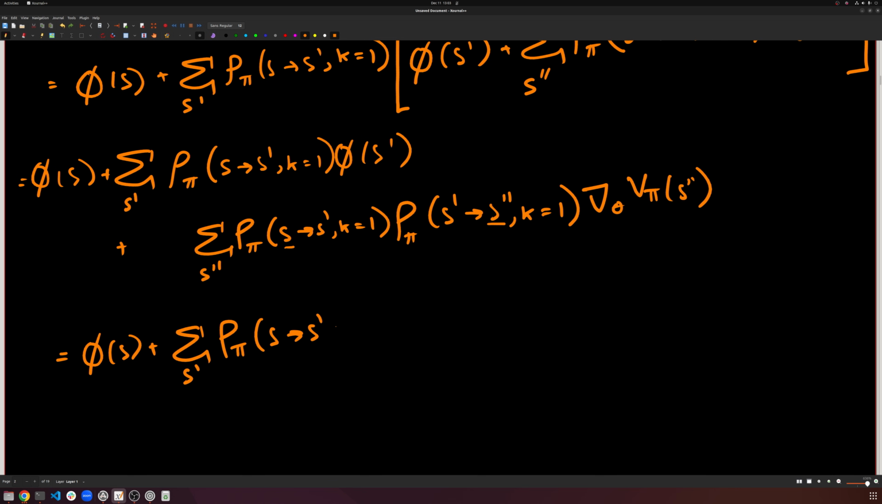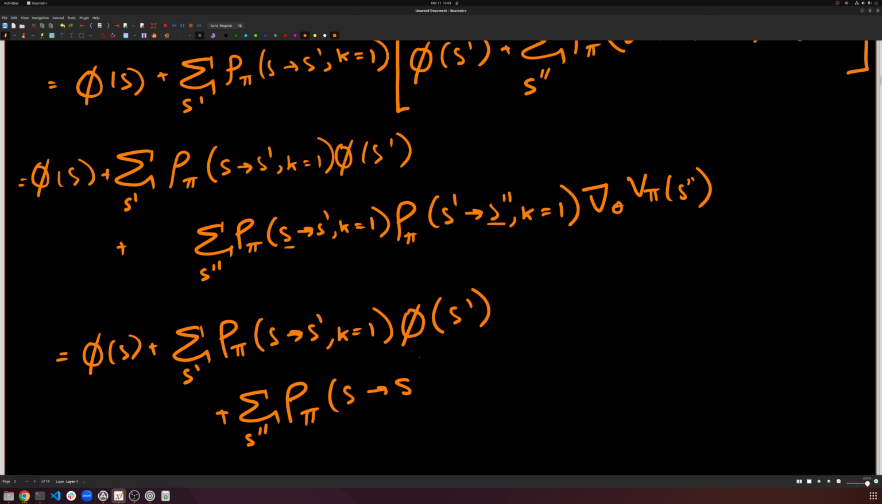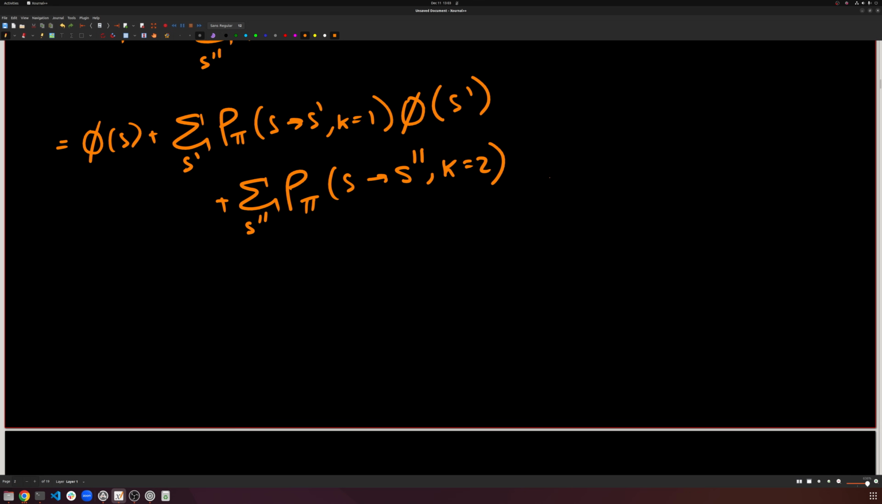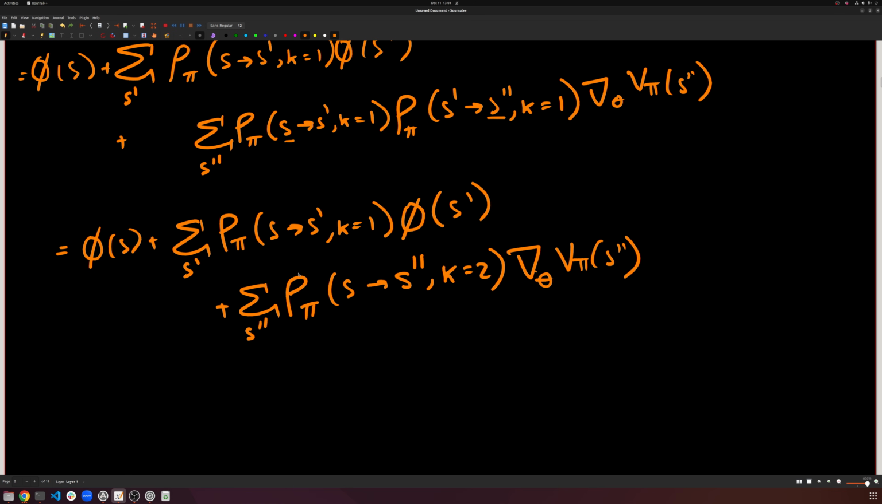So we have this s to s prime in k equals 1 times phi s prime. And then the next one was plus, again, the sum over s double prime, right? And it's going to be rho pi s to s double prime in k equals 2 steps. And again, we have our derivative, just like before. And that's going to be v pi s double prime. Nice. You can already start to see a little bit of a pattern, right? You should be able to start seeing a pattern.